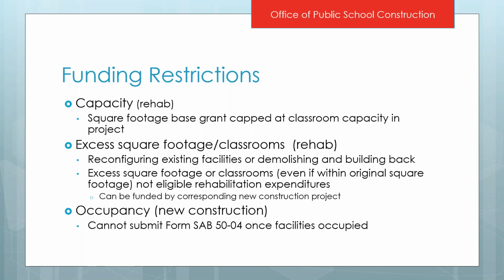For rehab projects, there are two other conditions that could possibly restrict your funding. One of them is the capacity of your rehabilitation project. What we do, and we did this when we calculated your preliminary apportionment reservation, we'll do it again when you convert, is we first calculate a rehabilitation base grant, which is based on the square footage that you reserved in your preliminary apportionment. But then we also calculate what a new construction base grant would be for that rehab project as well, based on the number of classrooms and the grade level of those classrooms in the project. If the new construction base grant is less, then this project will be capped at that amount.